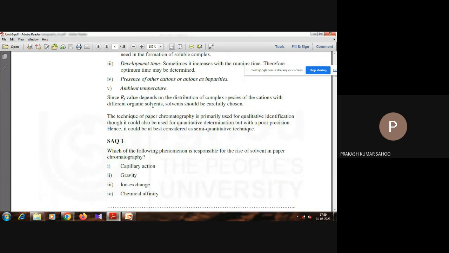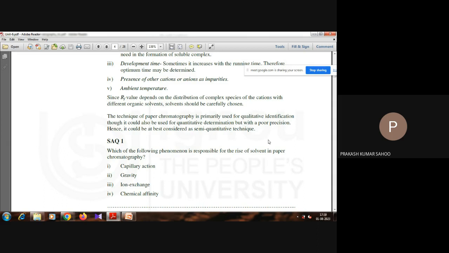Since the RF value depends on the distribution of the complex species of cations with different organic solvents, solvents should be carefully chosen. The technique of PC is primarily used for qualitative identification, though it could also be used for quantitative determination but with poor precision. So this is generally used for qualitative identification, to know what the component is, but what amount or quantity is present cannot be determined through this paper chromatography experiment.